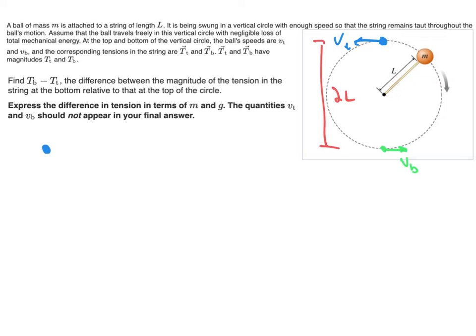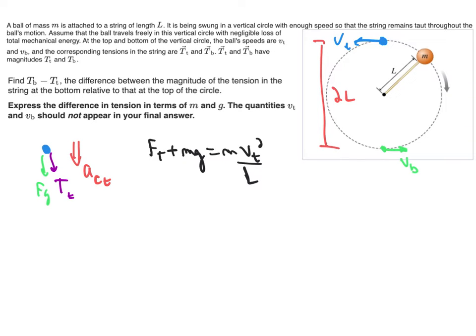We have the weight pulling down. We have the tension pulling down. Let's use their notations. So that's the tension at the top. And of course we have an acceleration, which points to the center, which I'm going to call ACT for at the top. So we would have something along the lines of Ft plus m times g is m times Vt squared over L, because it's tracing out a circle of radius L. So this is the centripetal acceleration.